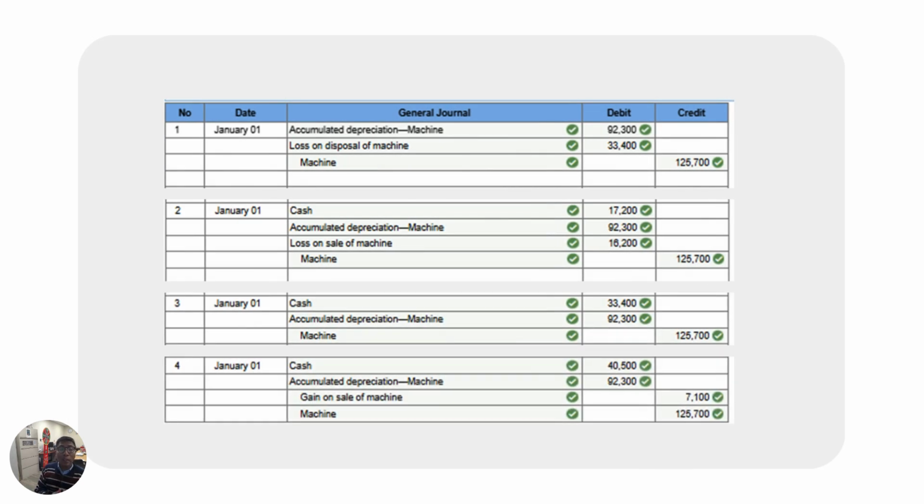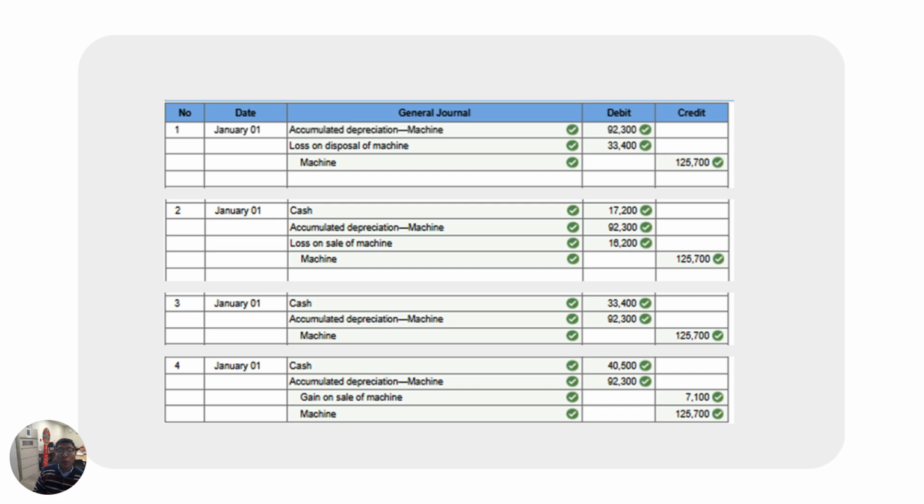So in the first case, we have a loss, right? A loss of $33,400. So we have to record the accumulated depreciation of the machine as a debit, then the loss as a debit too, and the machine cost as a credit. And voila, that's it.